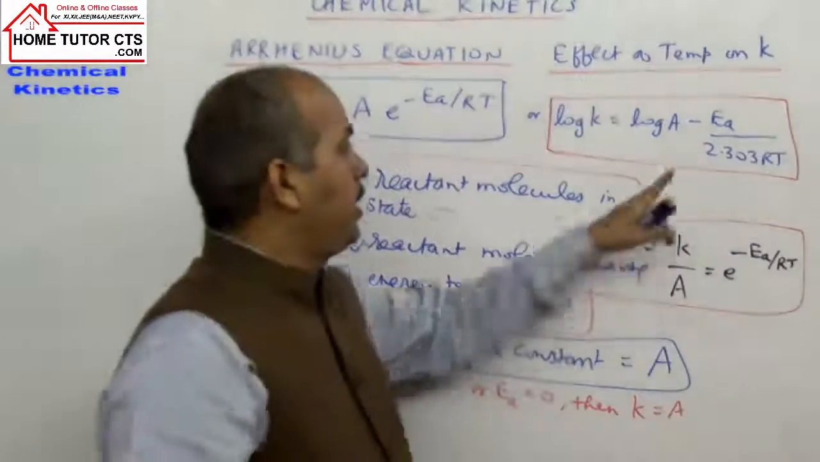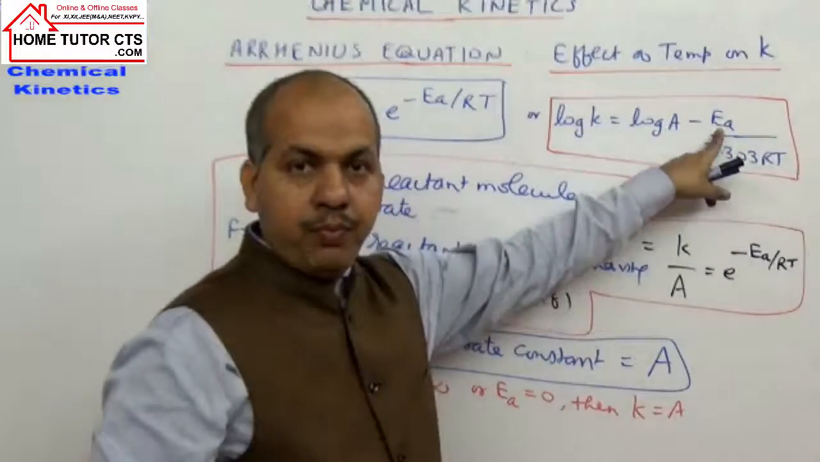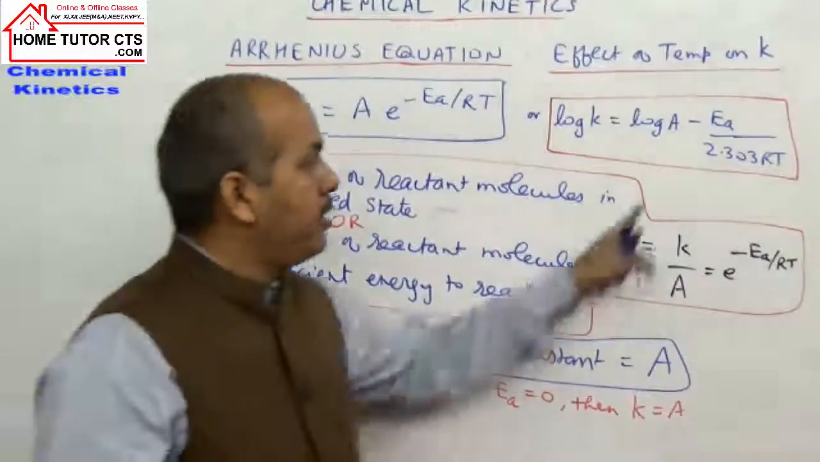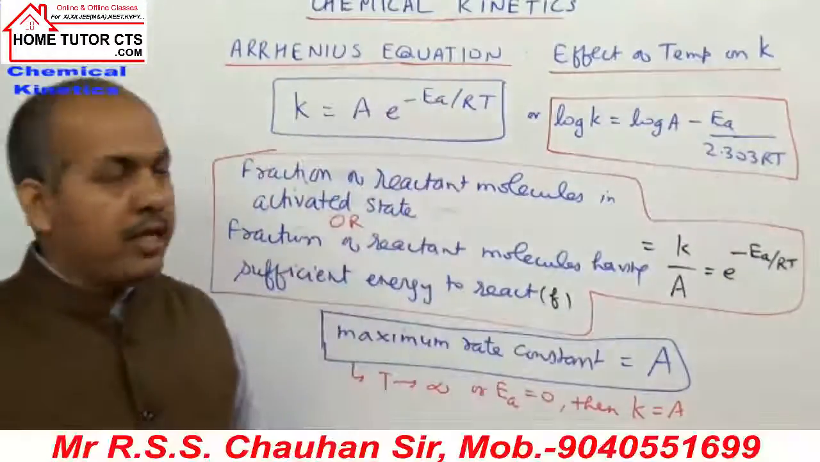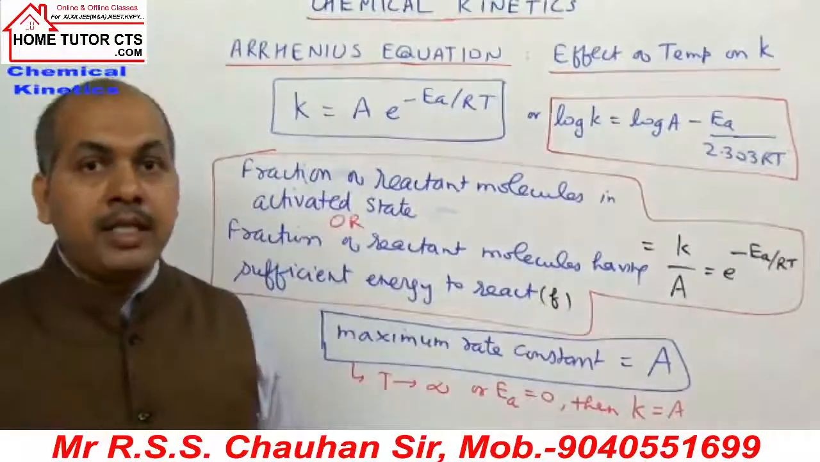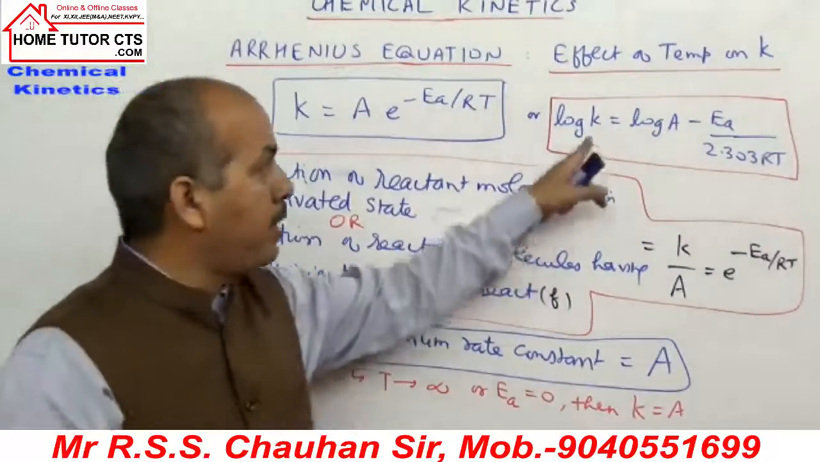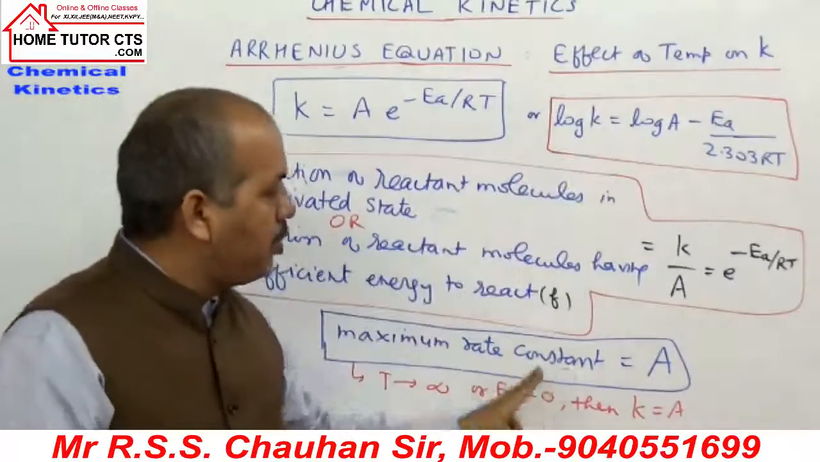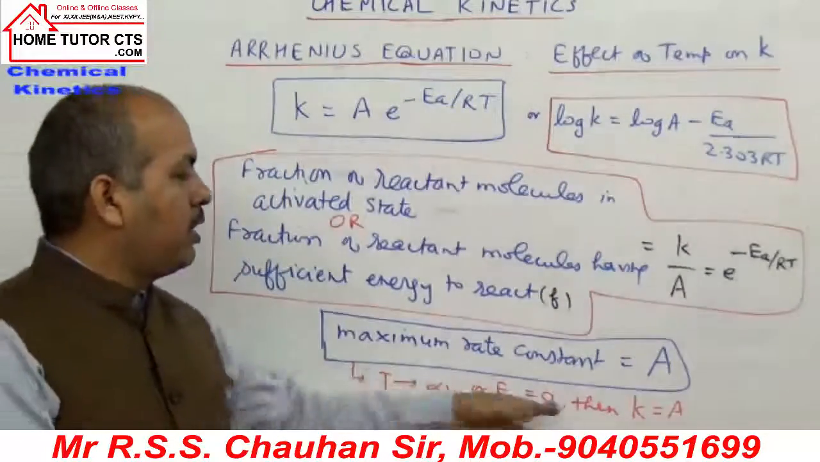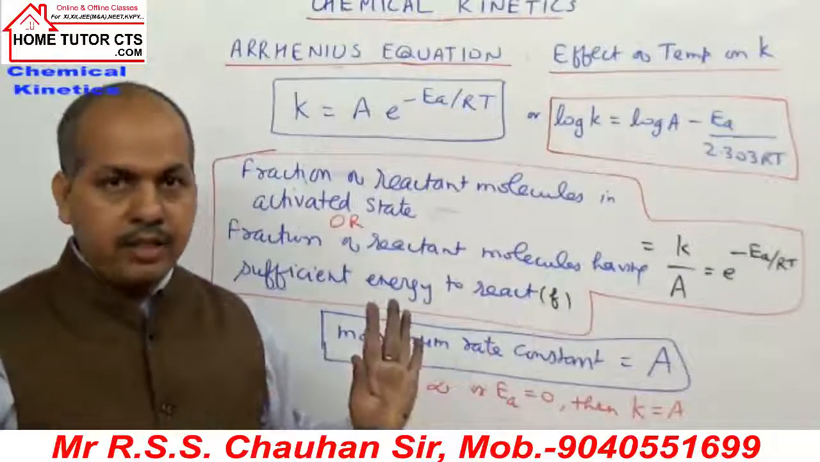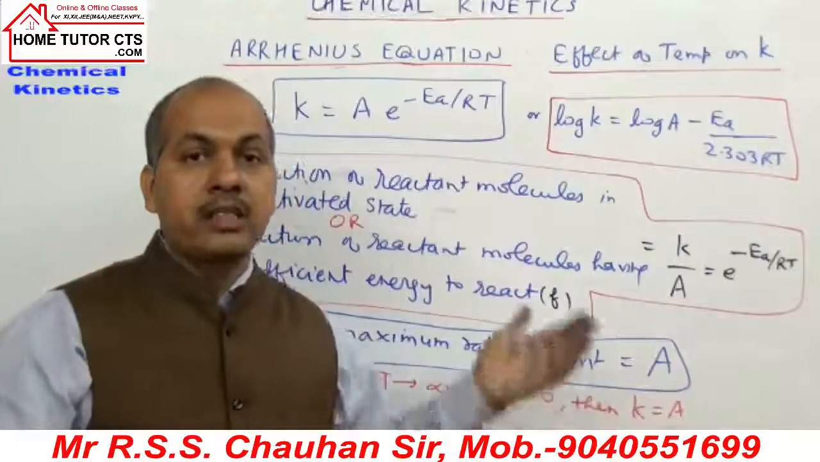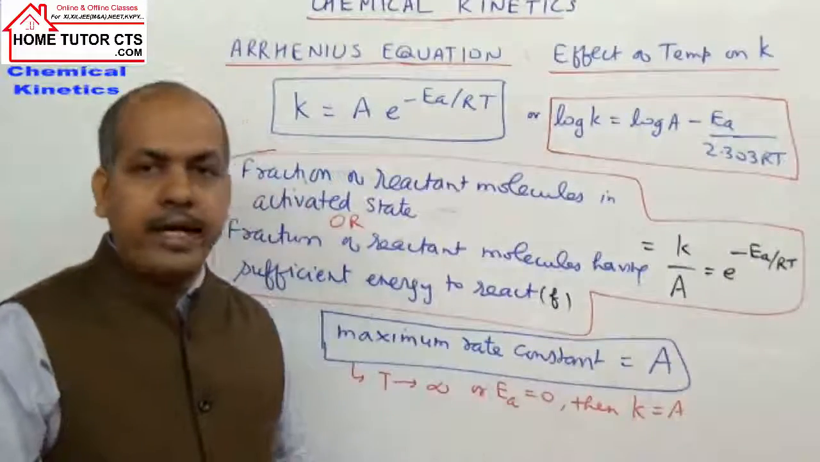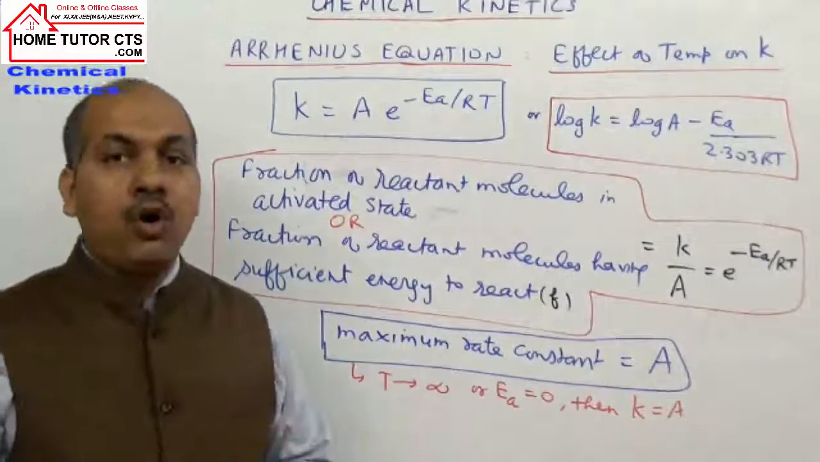You can see from here, if EA becomes 0 or T becomes infinity, in either case this portion becomes 0, then log K becomes equal to log A. So K becomes equal to A. K is the rate constant, and A is the maximum rate constant of the reaction, because K becomes equal to A when T approaches infinity or EA becomes 0.